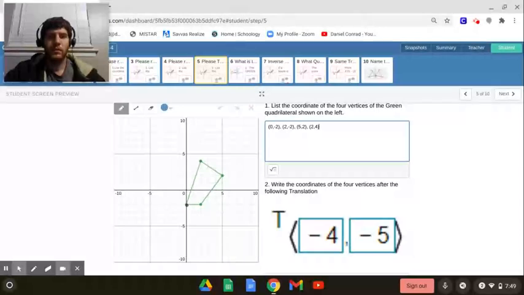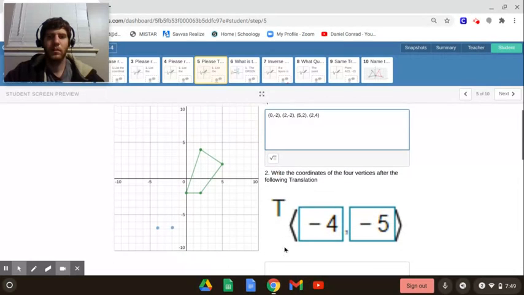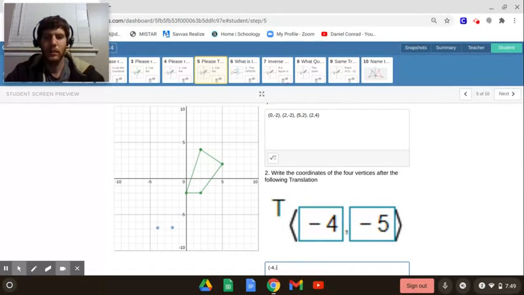The way I would do this is simply count. We take this point here, and we go 4 left, 1, 2, 3, 4, and then 5 down, 1, 2, 3, 4, 5. So that puts us at negative 4, negative 7 for the first one. And then negative 2, negative 7.